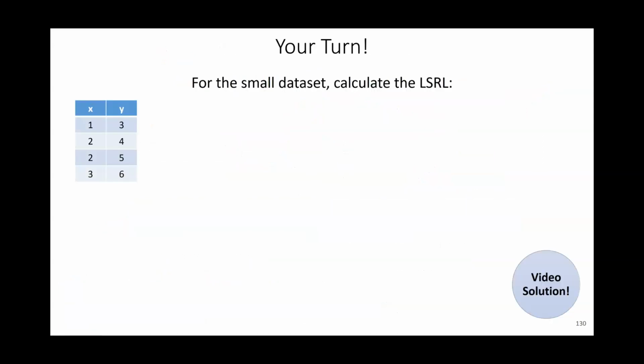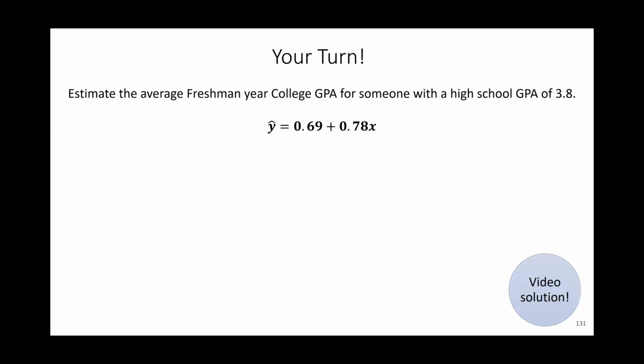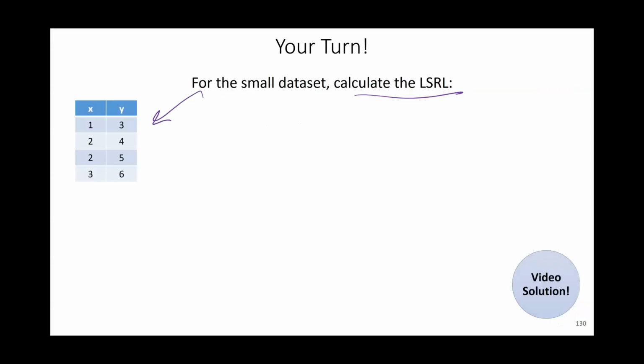So I believe that is going to be it for our lesson 8. And now these are your turn examples. These slides are a great example. Here, you try to calculate the least squares regression line for this data set. This one says, okay, estimate the college GPA for a high school GPA of 3.8. And what's great, after you finish these, they have video solutions so you can check your work. Great place to get some practice.